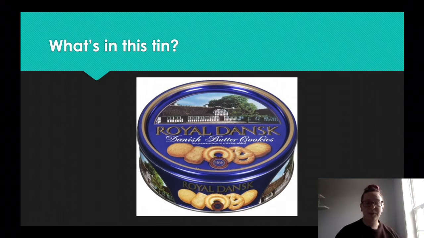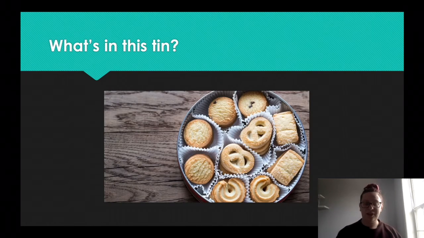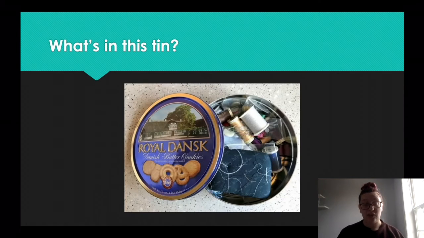If I asked you to tell me what you think is in this tin, what would you say? Well, based on the fact that it's labeled as Danish butter cookies, you might think that there are cookies inside. Okay, so let me open the lid. It's actually sewing supplies. Let's put the lid back on.